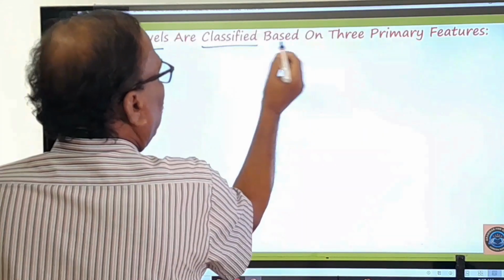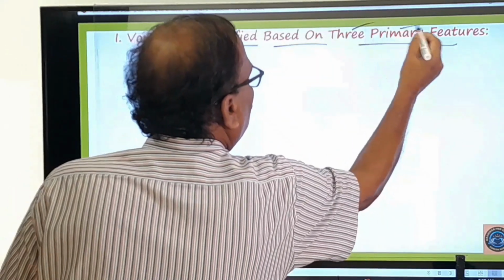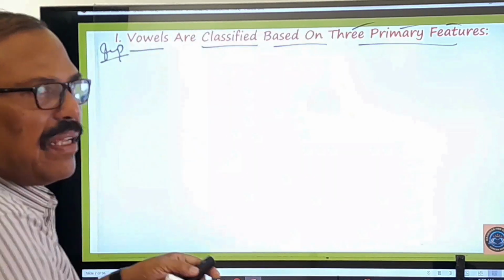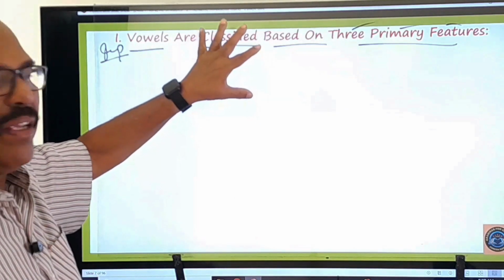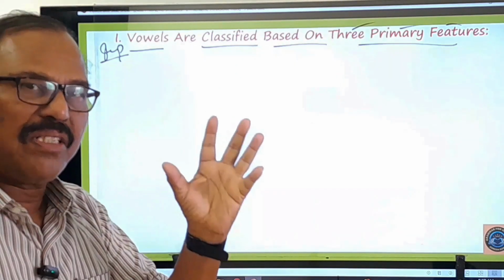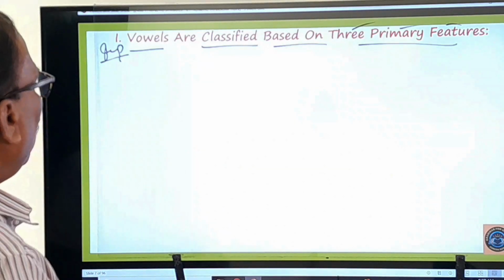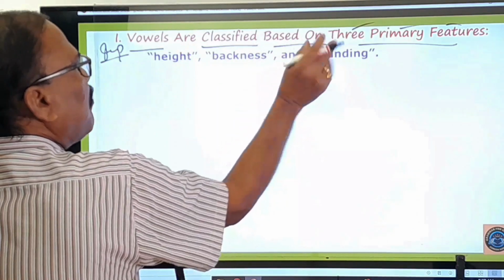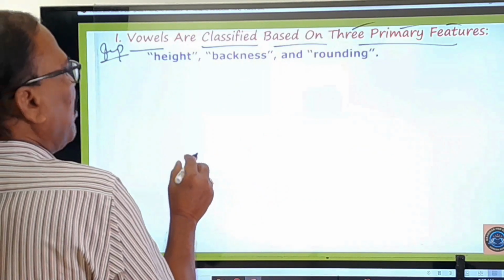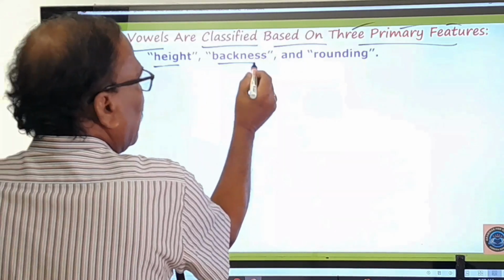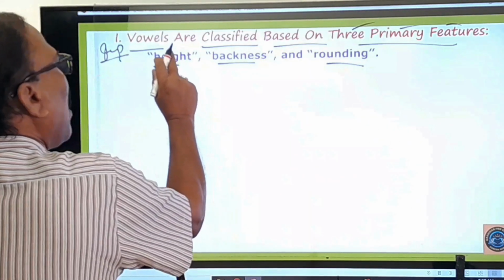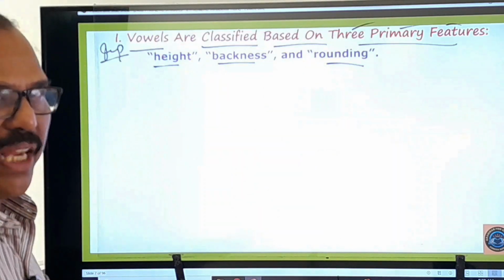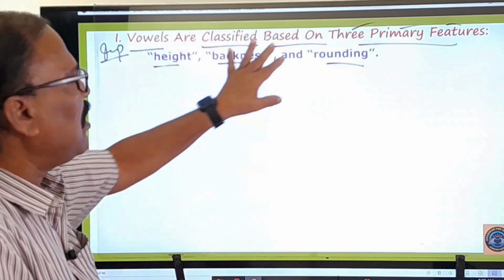Vowels are classified based on 3 primary features. This is a very important one. If you can understand this aspect thoroughly well, you can understand all these vowel sounds. Okay, and here you pay attention. What are those 3 primary features? Height, backness, and rounding. Height means height of the tongue, backness of the tongue, rounding of lips, that I should write there. But simply I have given these 3 points there.